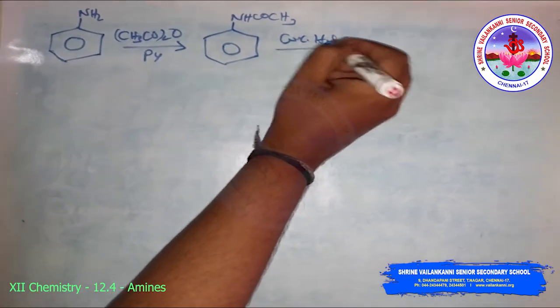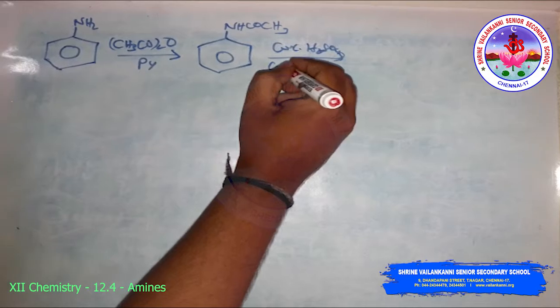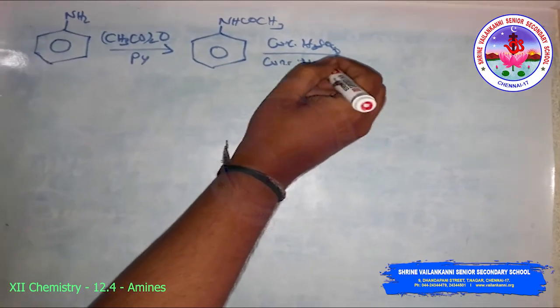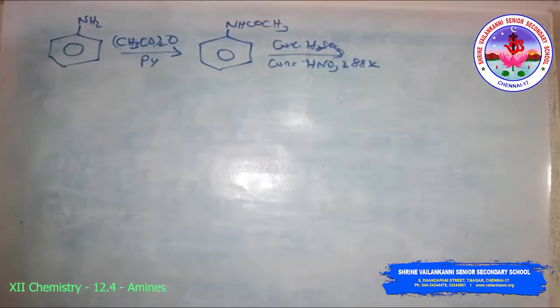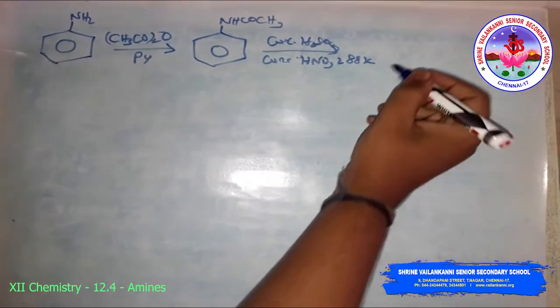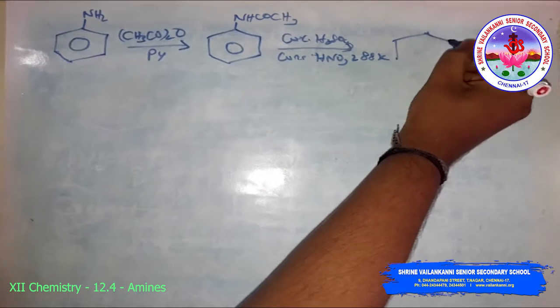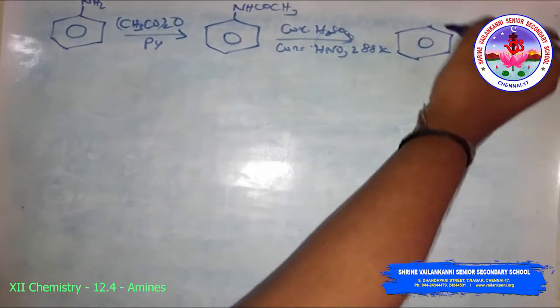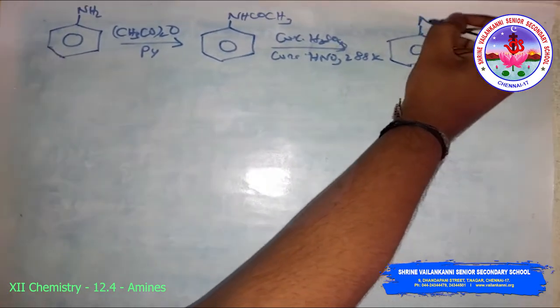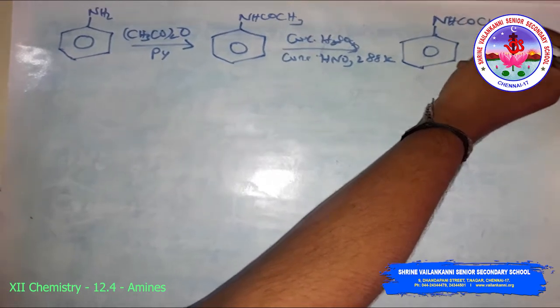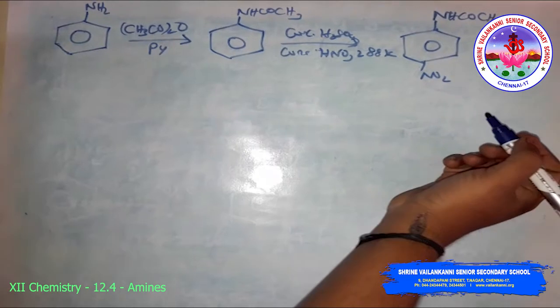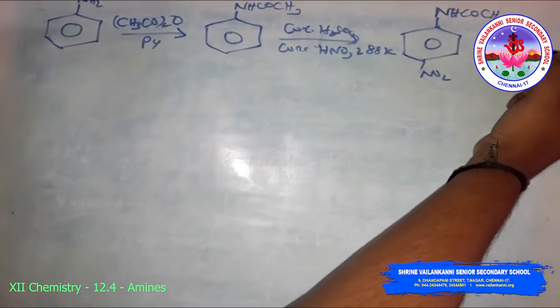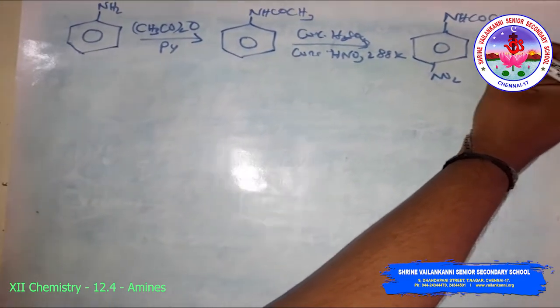This is para nitro acetanilide. Again, in the presence of acid or base, you will get para nitroaniline. So this is para nitro acetanilide, this is para nitroaniline. Then the sulfonation reaction.